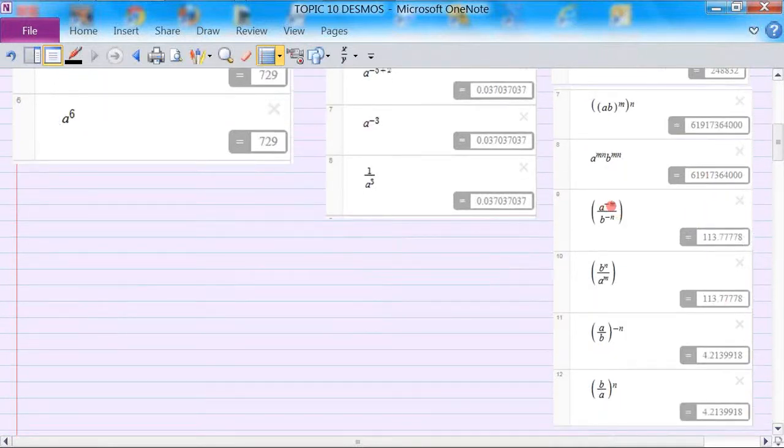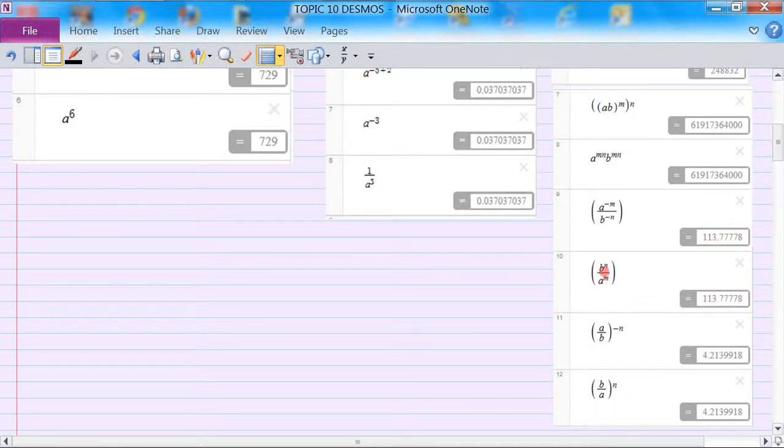Now, if I take a to the minus m and b to the minus n, I bring this to the denominator, it becomes a to the m. I bring the b to the minus n to the numerator, it becomes b to the n. So this and this are the same answer. And I can go back, change the values of m and n on the slider, and make sure that these two numbers stay the same.